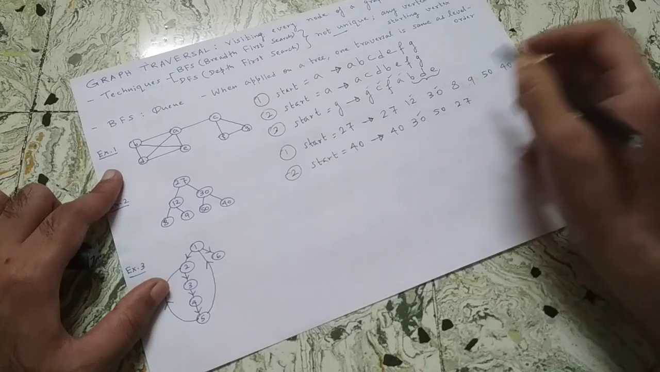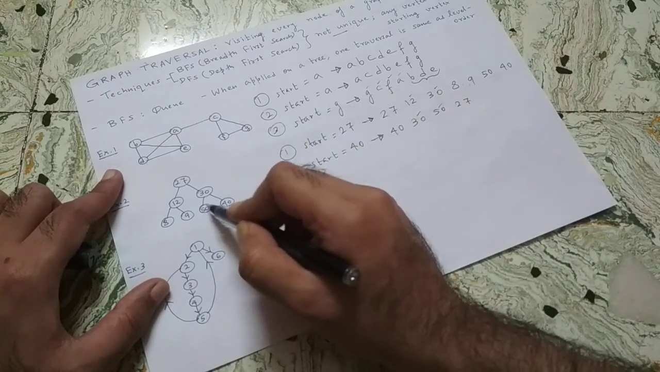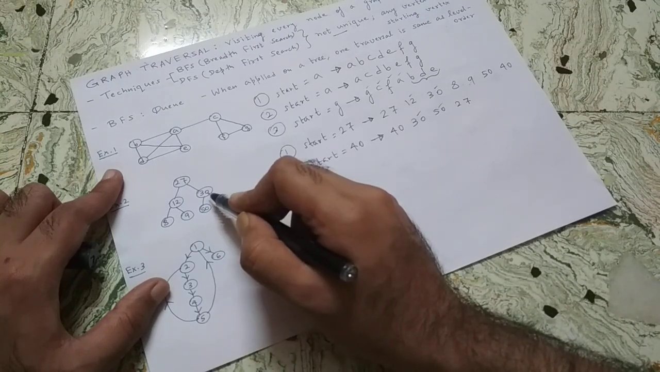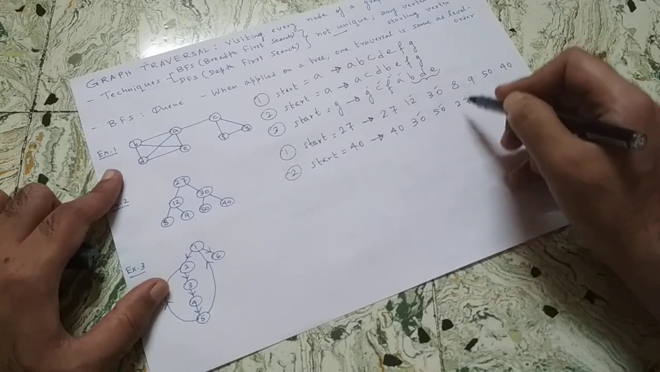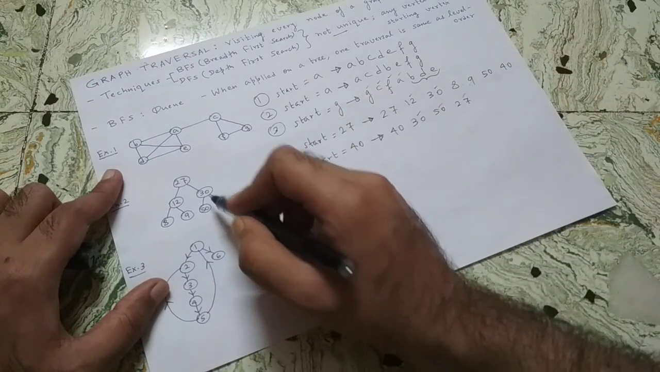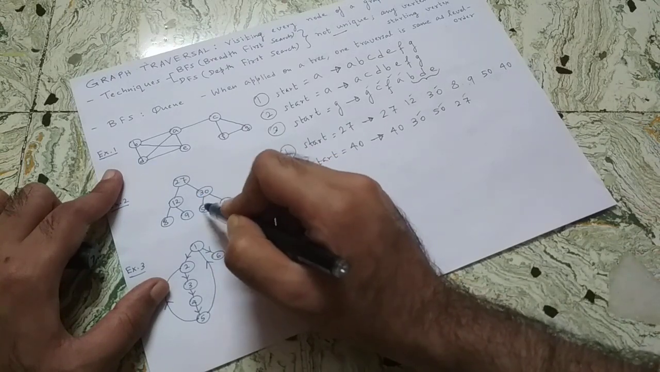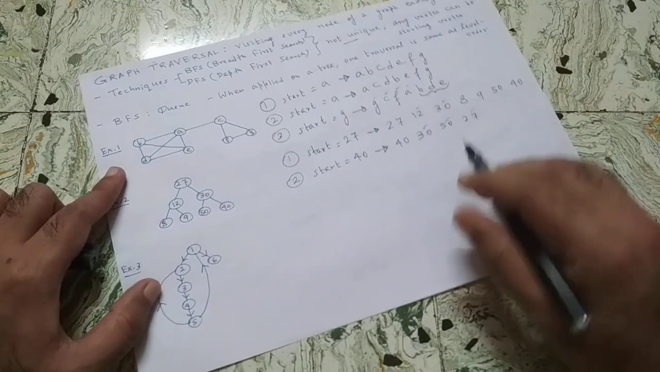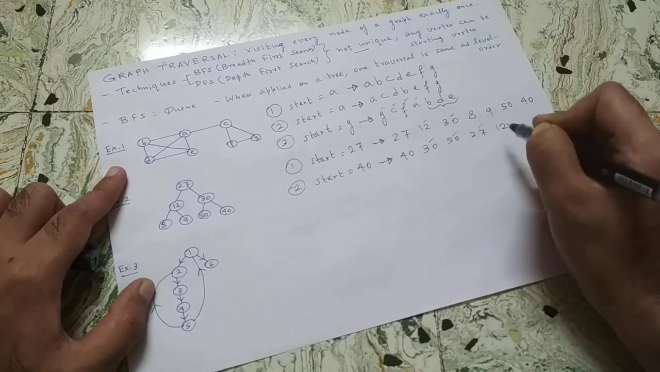Now I'll move on to the next vertex. Which is the next vertex? 50. So let me see what are the adjacent vertices of 50. I find that 50 has only one adjacent vertex, which is 30, but 30 has already been visited. So I have nothing to do with 50, nothing left. Now I'll move on to the next one, which is 27. Now what are the adjacent vertices of 27? 12 and 30. Out of 12 and 30, 30 has already been visited. We are left with 12. So we will visit 12.